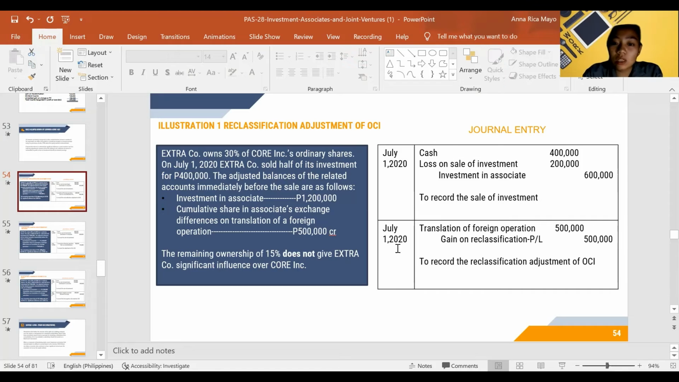And then on July 1, 2020, ang magiging entry mo is debit, translation of foreign operation, 500,000. Tapos, gain on reclassification to profit or loss, 500,000. Kasi nga, sabi dito, yung 15% ownership niya na remaining does not give Extraco significant influence. Hindi niya binigyan ng significant influence. So, ang ibig sabihin nun, yung whole amount ng kanyang cumulative share in associates exchange is mare-reclassify to profit or loss. Yung whole amount. Ito, sabi niya, to record the reclassification adjustment of OCI.